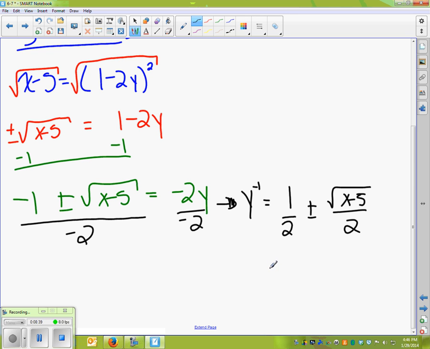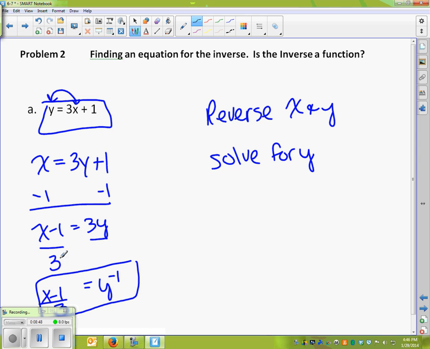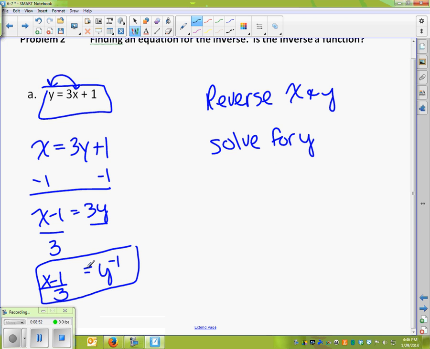So last thing I need to address is, are these inverses a function? So let's look first at letter A. This one is a function. I have one solution. I have one x that goes with this y. This is a function.